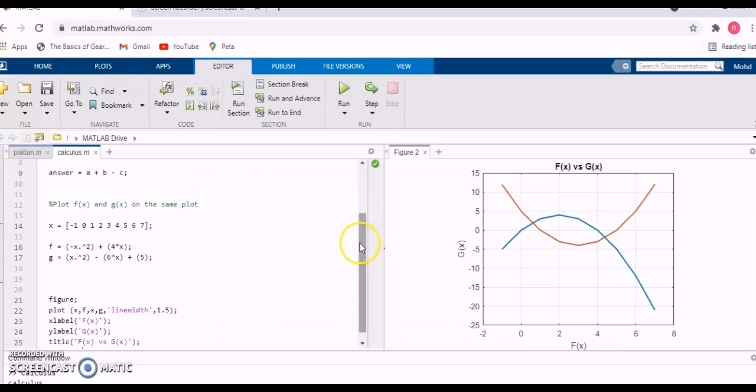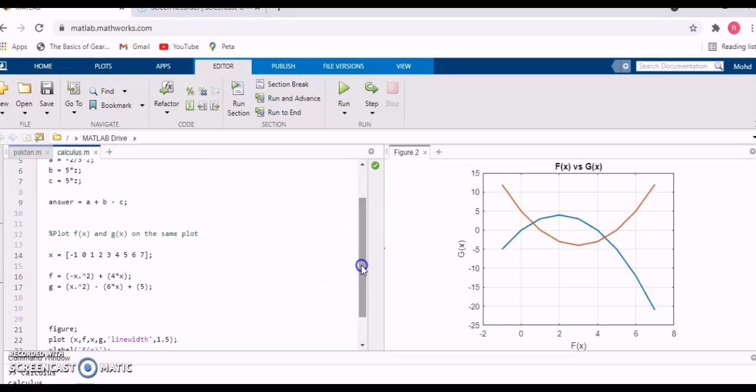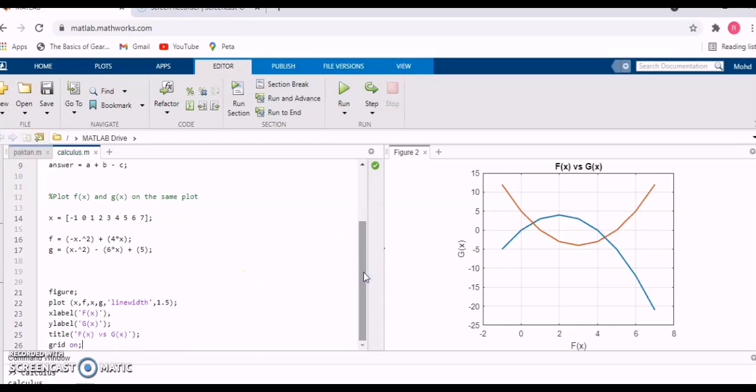So in MATLAB, we use coding to generate the graph of the function x versus gx, because we need to find the area between fx and gx. So z is 1, a is -2/3 times z, b is 5 times z, c is 5 times z. For the plot, the x that we use in the calculation starts from -1 to 7, and then we put the f function and g function into the code. So we need to plot the figure.